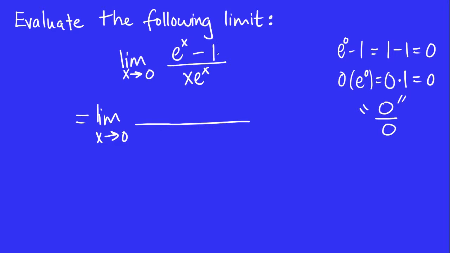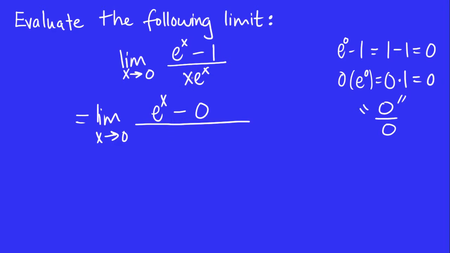The derivative of the numerator is, the derivative of e to the x is e to the x, and the derivative of minus 1 is minus 0. Remember that when you use L'Hopital's rule, it has nothing to do with the quotient rule for derivatives. L'Hopital's rule says that you just do the derivative of the numerator and the derivative of the denominator completely separately, and those two limits will be the same. Alright, so we've completed the derivative of the numerator. We still have to do the derivative of the denominator.